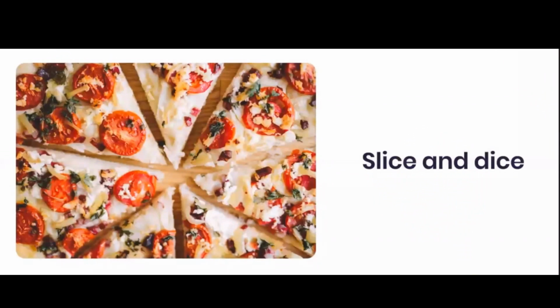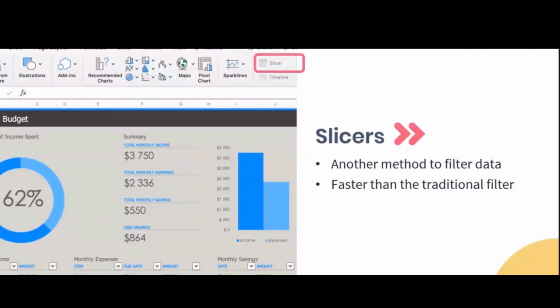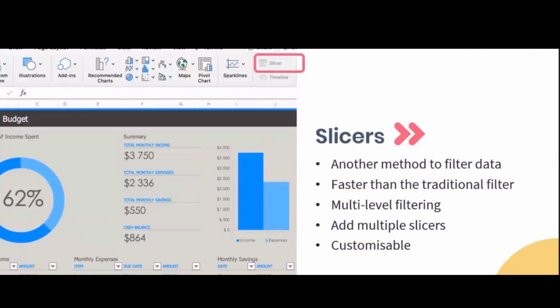Now, let's get to slicing and dicing our data with slicers. As I mentioned, this is another way to filter your data, and once you've set it up, it's even faster than the traditional method of filtering. We will look at how it is possible to not only add 1, but 2 slicers for multi-level filtering. And the benefits of these slicers is that they look really attractive and they are customizable to a certain extent. But they are also quite intuitive, making your spreadsheets easier to engage with.